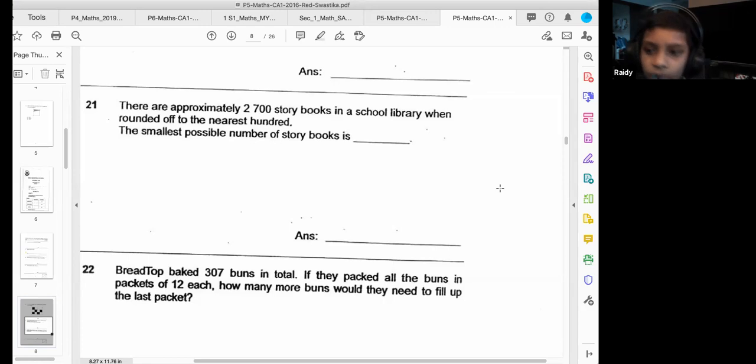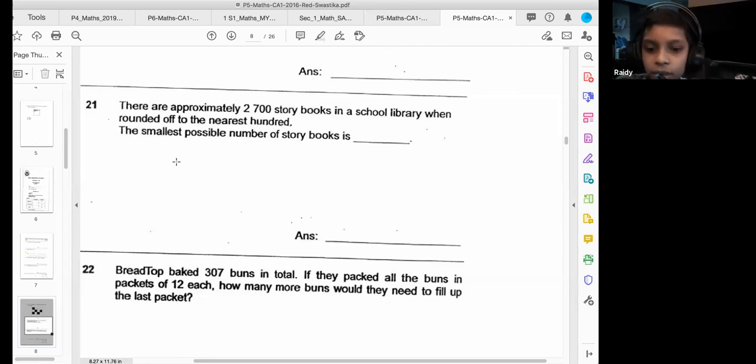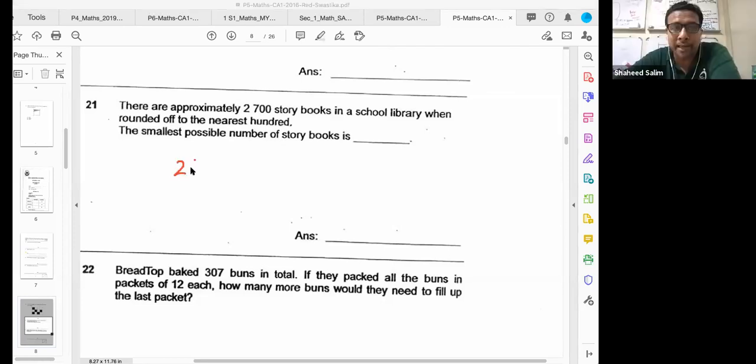There's a number smaller than that, Righty. You can go even smaller than that. They are saying this number is the number after rounding off. So what's the smallest number? I'll give you an example. Let's say 2699. You round off to the nearest 100 is 2700. What is the smallest possible number? That's what they're asking. Wow. Okay, Righty, good one, Righty.